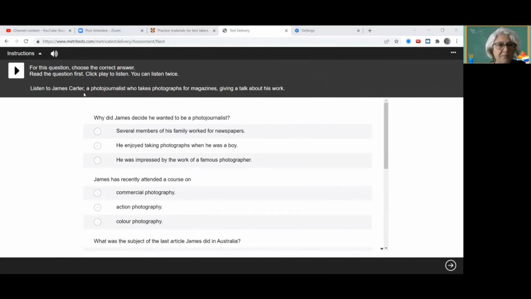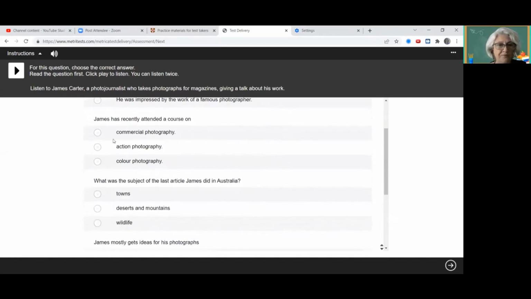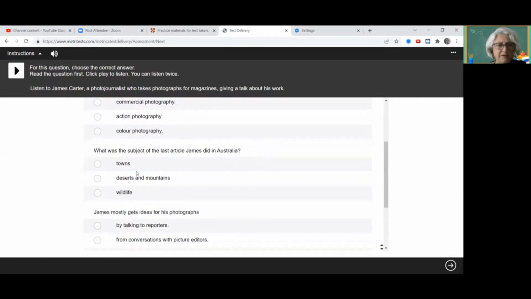This is about James Carter, a photojournalist who takes photographs for magazines, giving a talk about his work. Let's read all the questions first. Why did James decide he wanted to be a photojournalist? Several members of his family worked for newspapers. He enjoyed taking photographs when he was a boy. He was impressed by the work of a famous photographer. James has recently attended a course on commercial photography, action photography, or color photography.